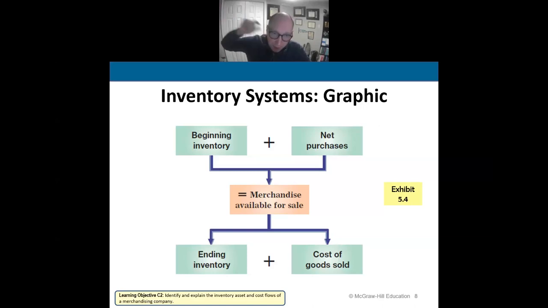All of those things together, we call that merchandise available for sale. It's what I have available for sale on my shelf. Okay? The merchandise available for sale comes from the ending inventory plus the cost of goods sold. Ending inventory is what we're left with at the end of the month. Call that ending inventory. Plus cost of goods sold. Cost of goods sold, as you know, is the amount it took for us to purchase the inventory and then sell it.